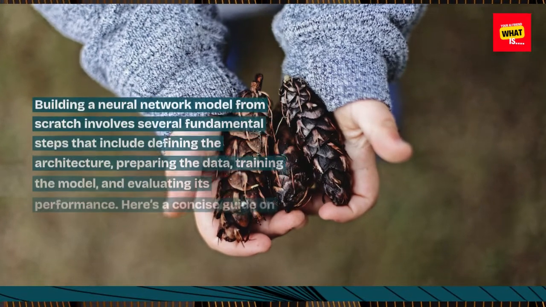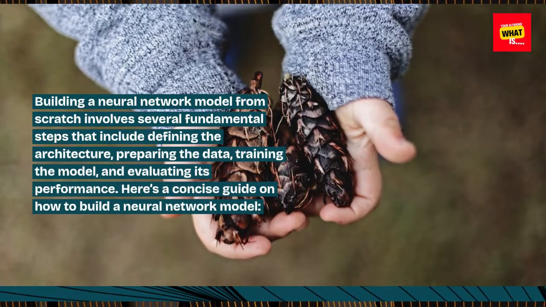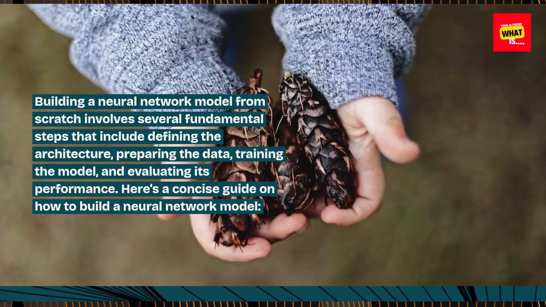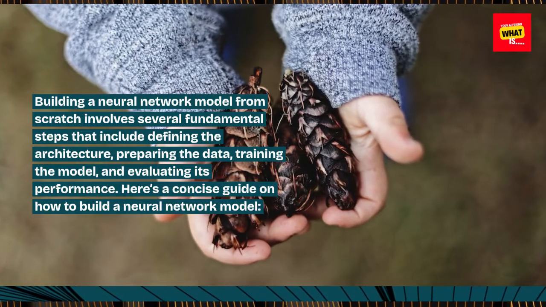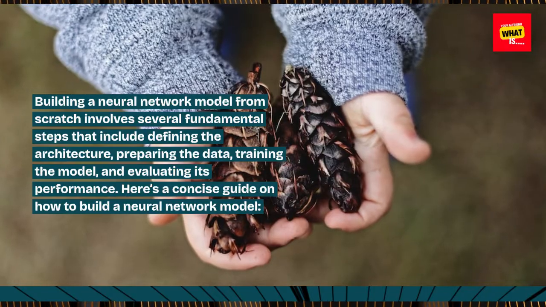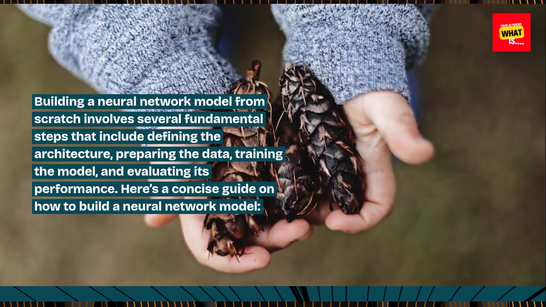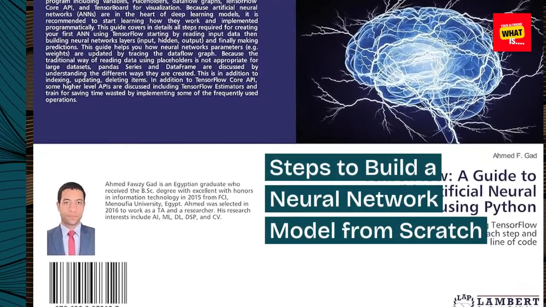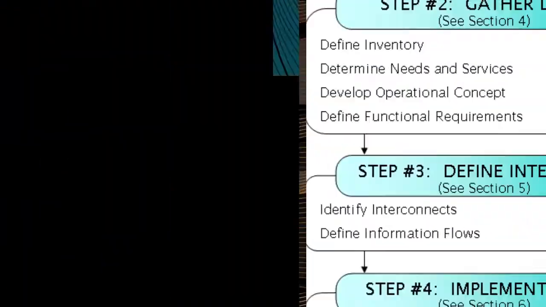Building a neural network model from scratch involves several fundamental steps that include defining the architecture, preparing the data, training the model, and evaluating its performance. Here's a concise guide on how to build a neural network model. Steps to build a neural network model from scratch.